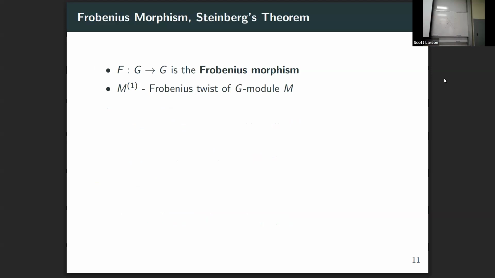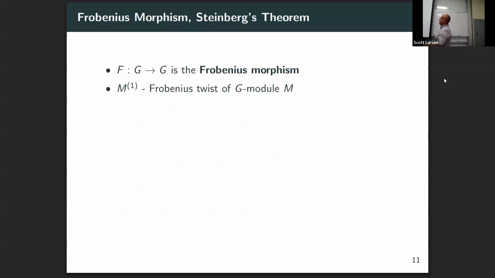Another tool that was known was the Frobenius morphism. If I have a group in characteristic p, for example the general linear group, you take a matrix and you raise each of the entries to the pth power. In characteristic p, that's a group homomorphism because of the freshman's dream. And so that gives me an endomorphism of the group itself. If I have a module M for G, I can twist it by that action, so we denote it M^(1).